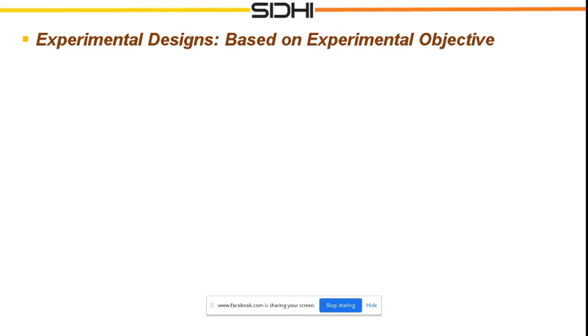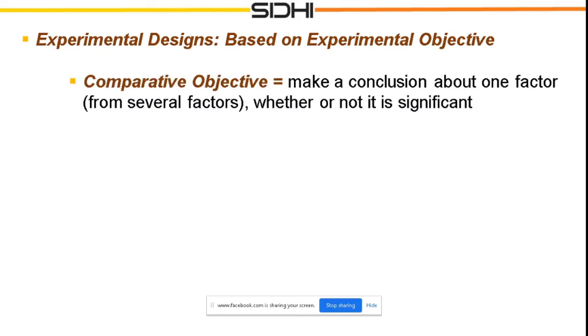So now let's talk about the different experimental designs. So first, let's talk about the designs based on your experimental objective. Okay, so first you have your comparative objective. So make a conclusion about one factor from several factors, whether or not it is significant. Okay, so you wanted to conclude which factor is actually affecting much in your experimental group or in your study. So in this way, you need to compare different factors. Okay, and then come up with which one is actually significant. So again, you're comparing things here.